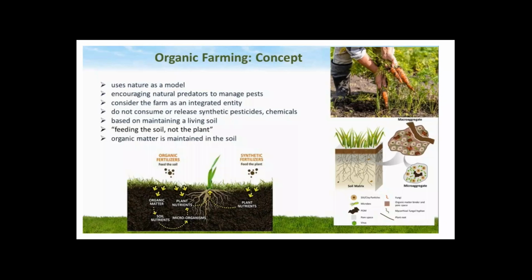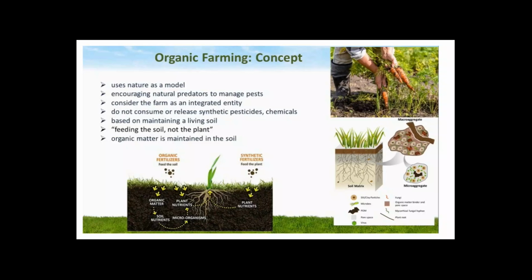Another thing is organic farming, which uses nature as a model. So trying to make our farming as close to nature as possible. It encourages natural predators to manage pests and considers a farm as an integrated entity. Organic farming does not consume or release synthetic pesticides or chemicals. That's one of the important things about organic farming. So if farming is organic, you can't use synthetic things at all.